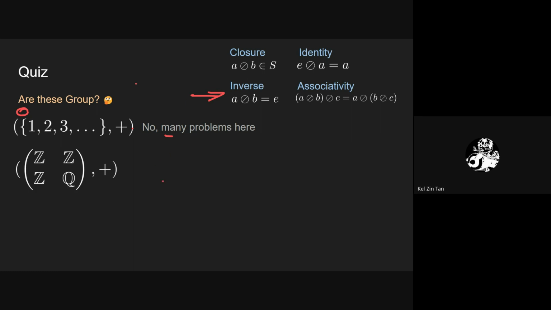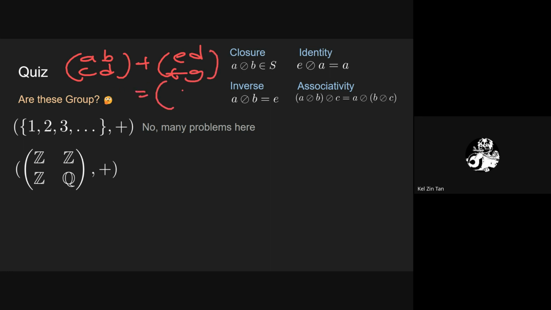So the next one is this. Okay, so this is a 2 times 2 matrix, where the first 3 elements are integers, and the last element is a rational number. So remember how matrix addition works. If you have A, B, C, D plus E, F, G, H, then this will give you A plus E, B plus F, C plus G, and then D plus H. So you just add every element one by one. So now again, is this a group?